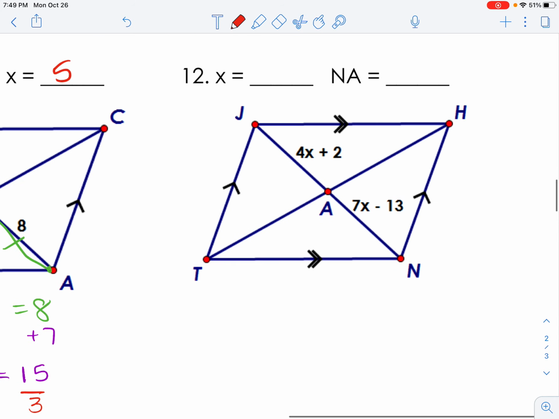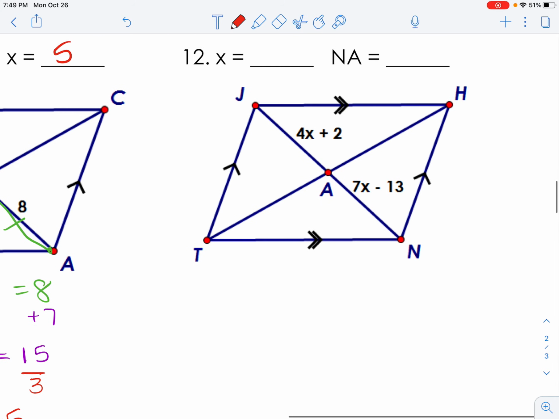Let's check out number 12. So in number 12, we first need to solve for x. I'm looking at NA, which is congruent to JA. Since they're congruent, I can set them equal. So we know JA equals AN, and I'm going to plug in what I know. So JA is 4x plus 2, and AN is 7x minus 13.